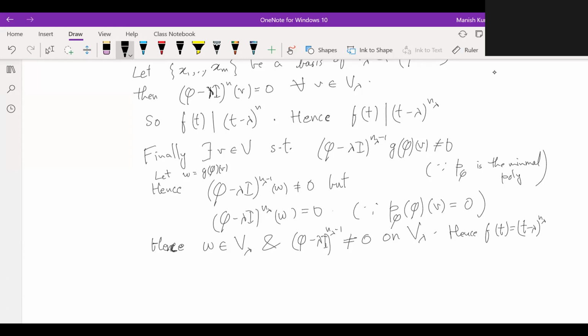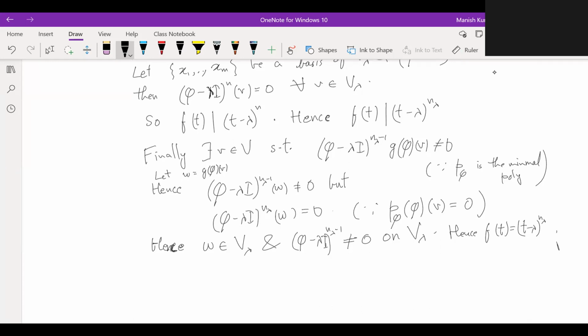So the factors of (t minus lambda) to the power n lambda are precisely (t minus lambda) to the power n lambda minus 1, (t minus lambda) to the power n lambda minus 2, and so on. These are the only factors, right? We saw that no smaller degree factor will work. Hence, the minimal polynomial must be (t minus lambda) to the power n lambda.